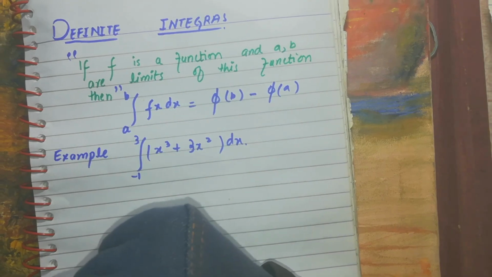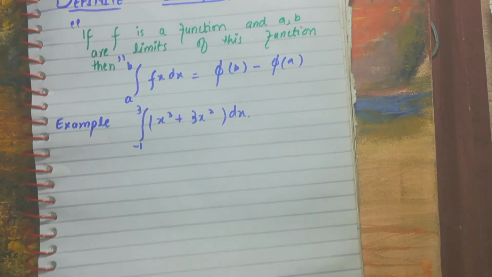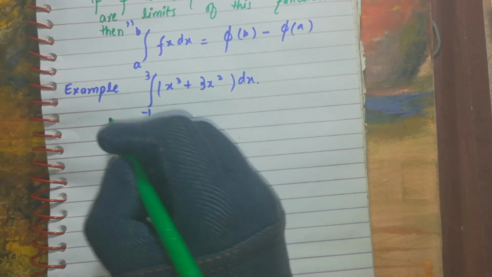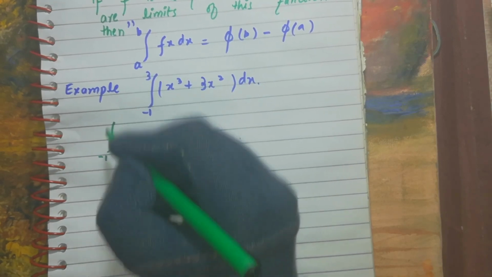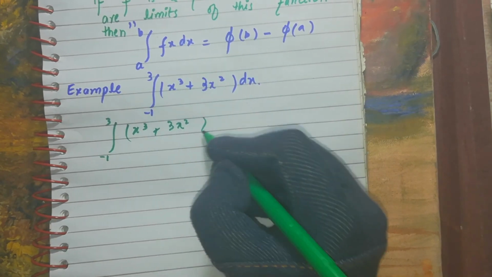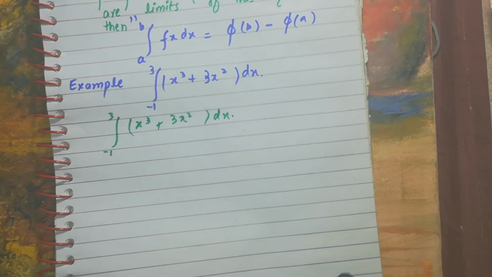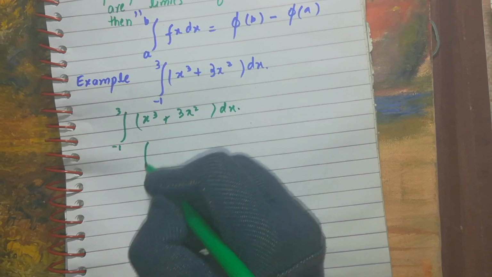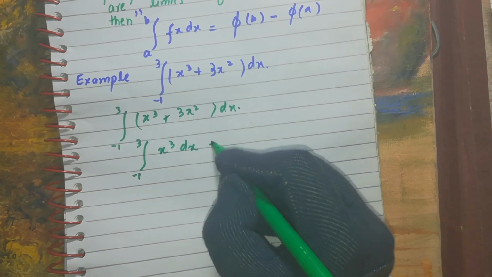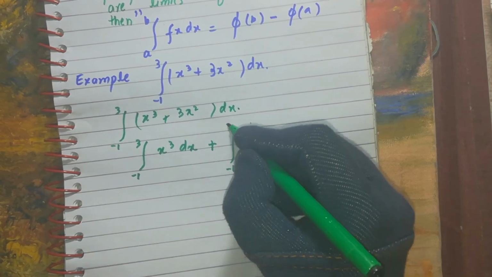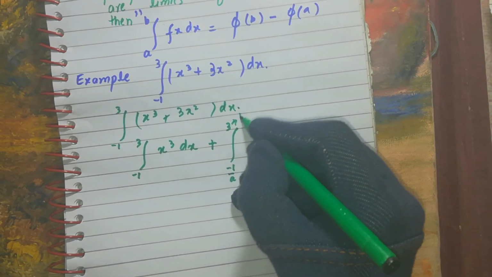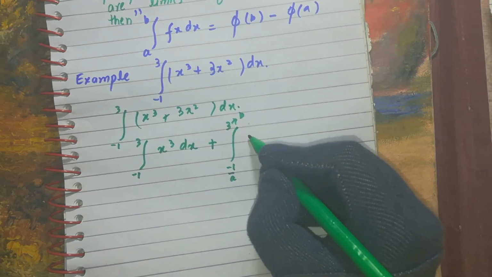So let's have an example to solve this. The example is the integral from minus 1 to 3 of x cube plus 3x square dx. Starting the integral from minus 1 to 3 of x cube plus 3x square dx, first we will integrate them as usual integration, but the first step is to split them. So in between the limits minus 1 and 3, the 3x square. Minus 1 is a and 3 is b.